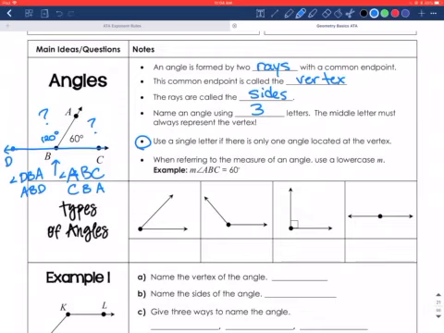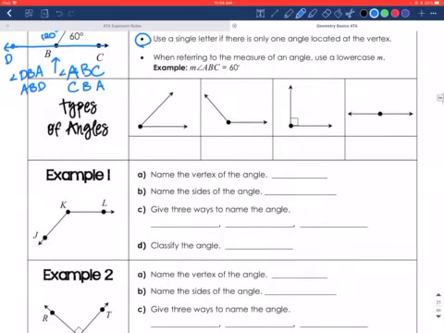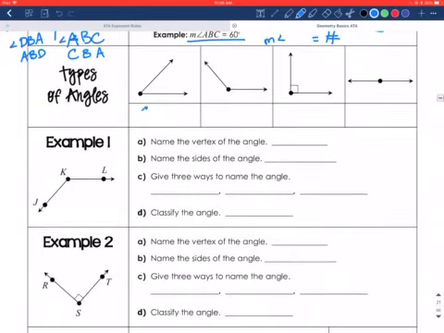So that's what they're saying here. Use a single letter if there's only one angle located at the vertex. And when referring to the measure of an angle, we're going to use a lowercase m. So the measure of angle ABC is 60. And anytime you use the measure of something, the measure of an angle, you're always going to have a number, right? So we're talking about the measure of that type of angle.